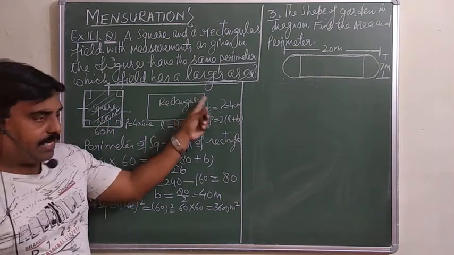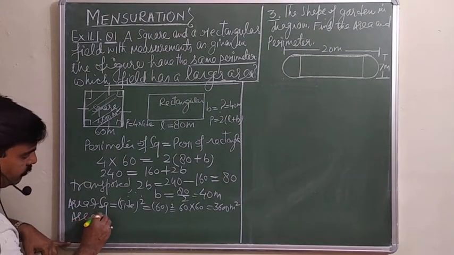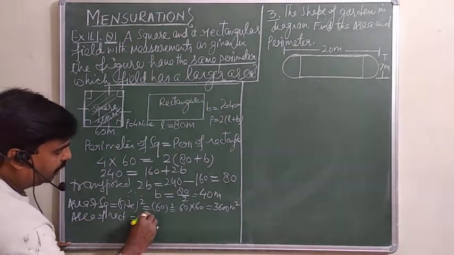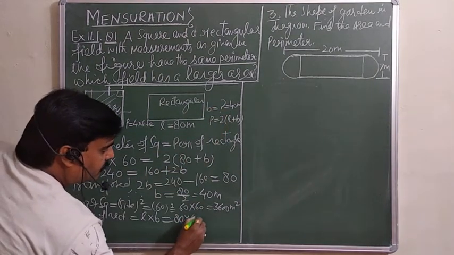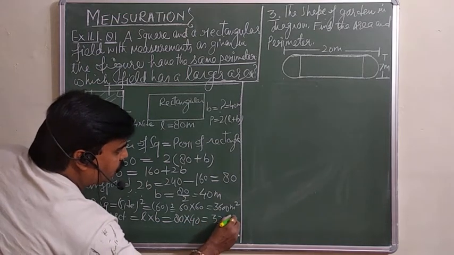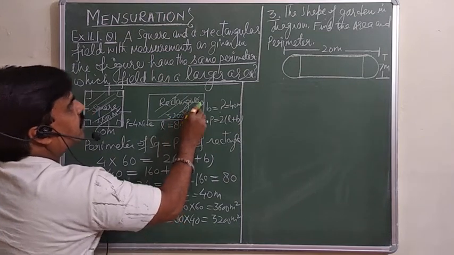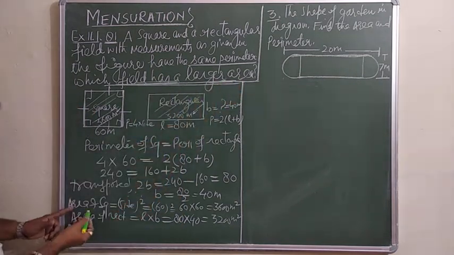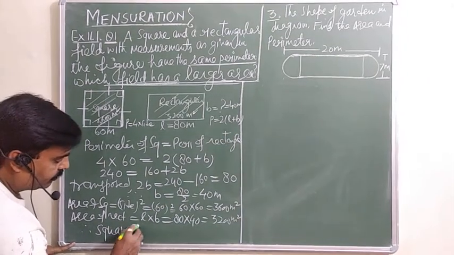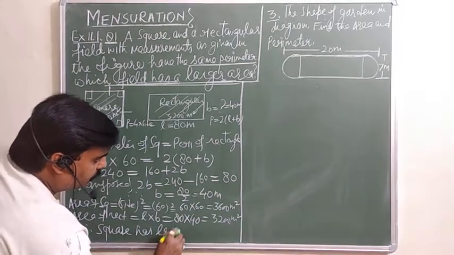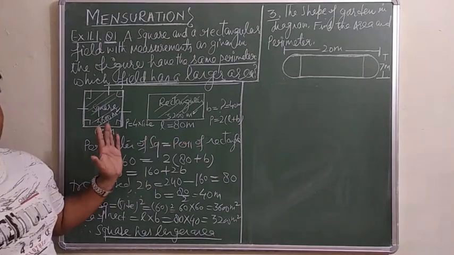Now similarly you can find the area of the rectangle, that is L into B. So area of rectangle is equal to L into B, that is length is 80 and breadth is 40. So this is 3200 meter square. Which one has the larger area? Square. So you can see therefore square has larger area. So if you know the formula, then directly you can solve this one only.